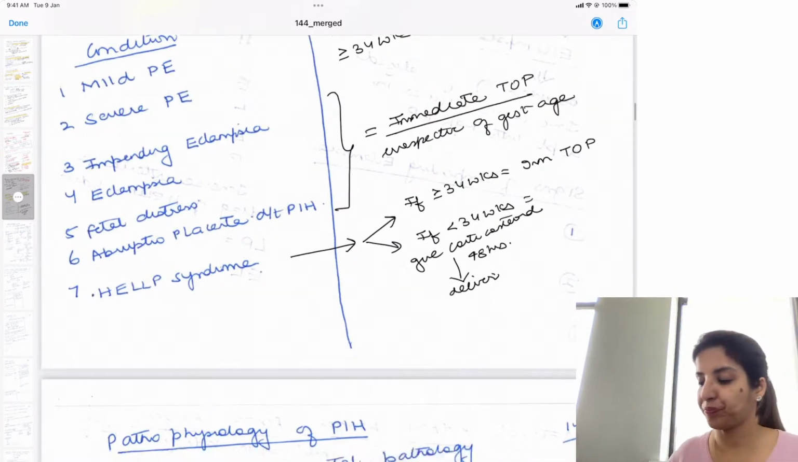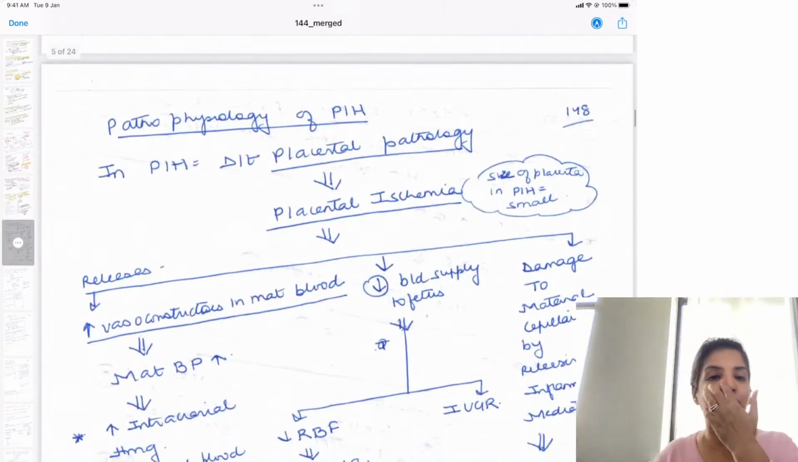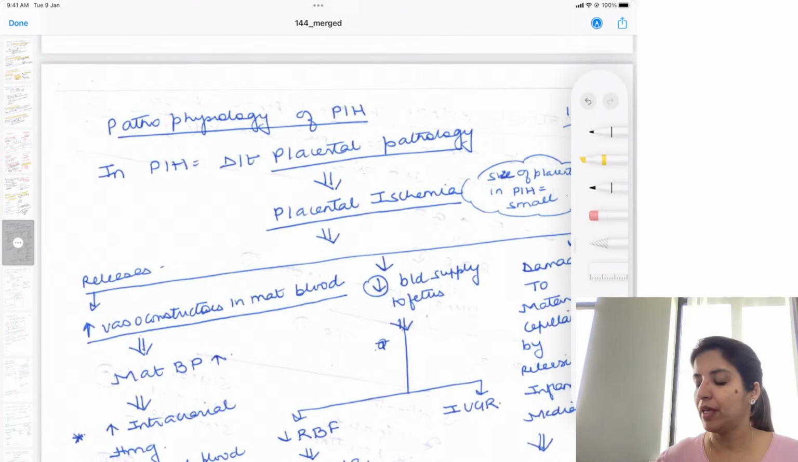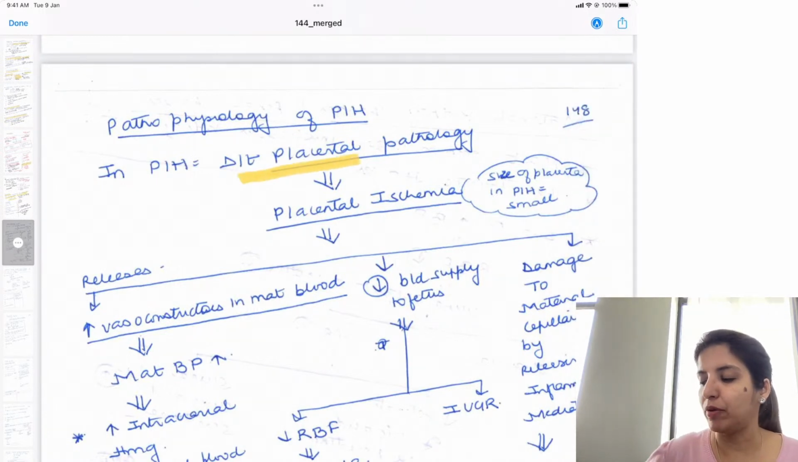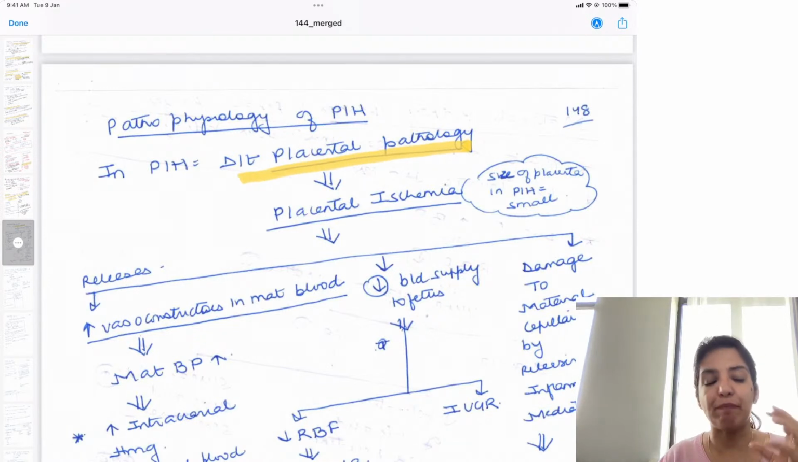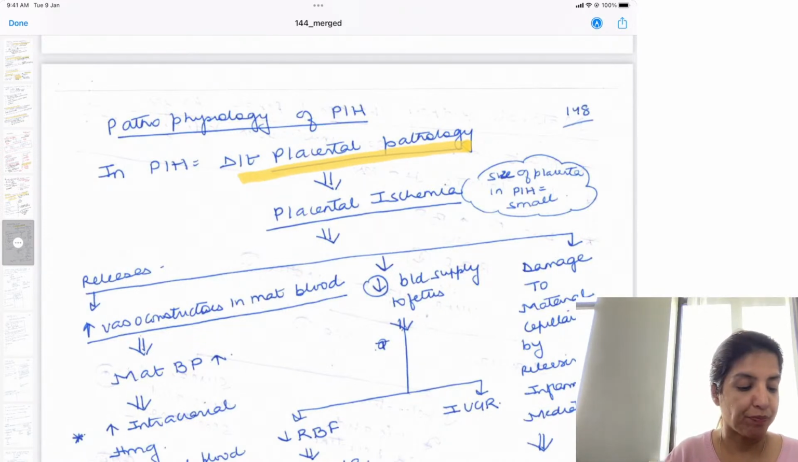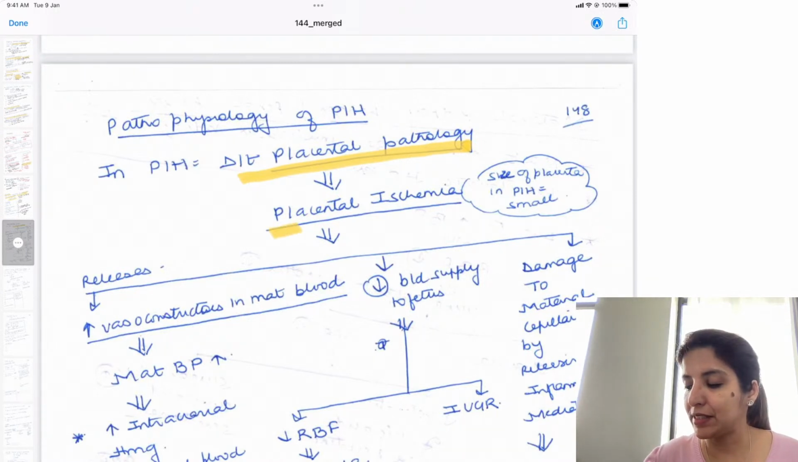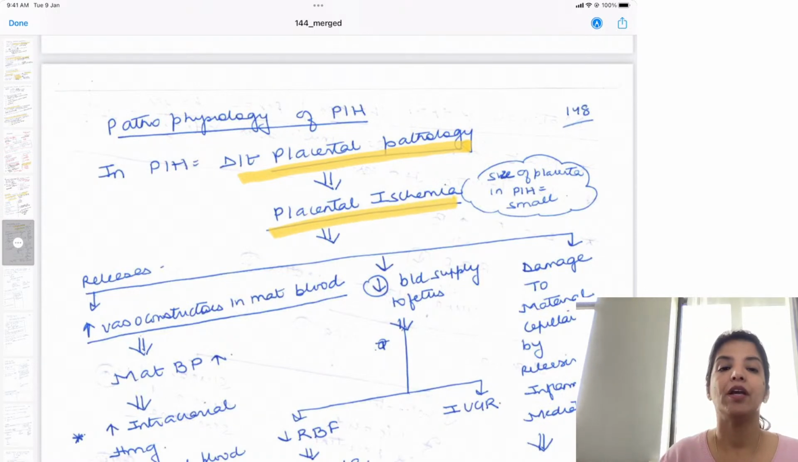Right? Okay. Now, coming to pathophysiology of PIH. As I told you from such a long time, I've been just repeating this, that in PIH there is some placental problem, and that placental problem is going to lead to PIH. So when there is some placental problem in PIH, this placental problem leads to placental ischemia.